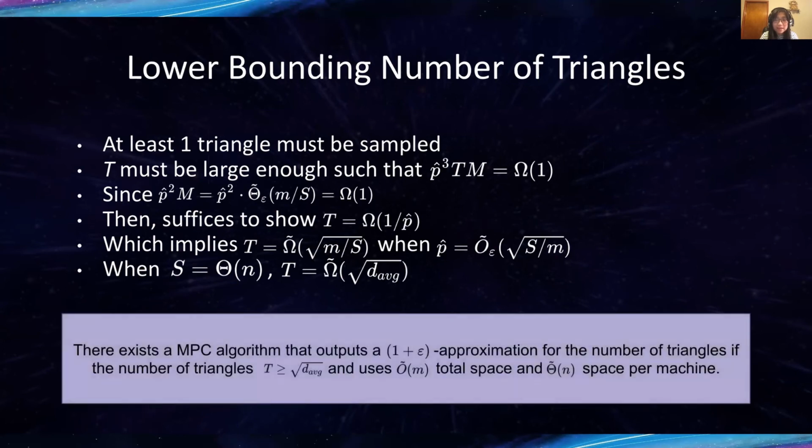Hence, we obtain our stated result, a 1 plus epsilon approximation with high probability if t is greater than or equal to square root of the average degree of the graph when the total space is O tilde of m and there is theta tilde of n space per machine.